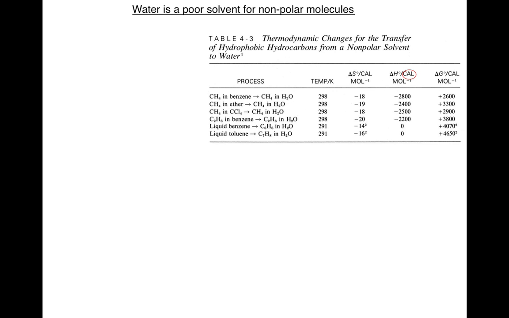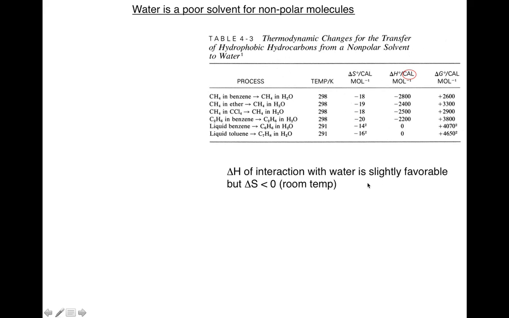Likewise, when we look at delta H, what we actually see is that delta H is negative, and this is in calories, not kcal per mole. What you'll see is that it's slightly favorable enthalpically, which may be a little bit non-intuitive. So the enthalpy of the interaction is actually slightly favorable, but it's the entropy that's not favorable at room temperature.